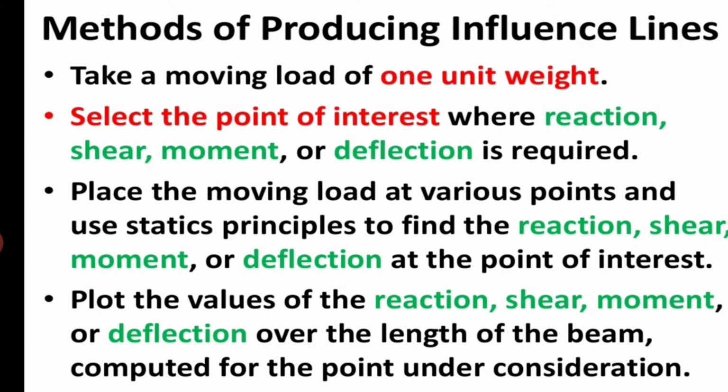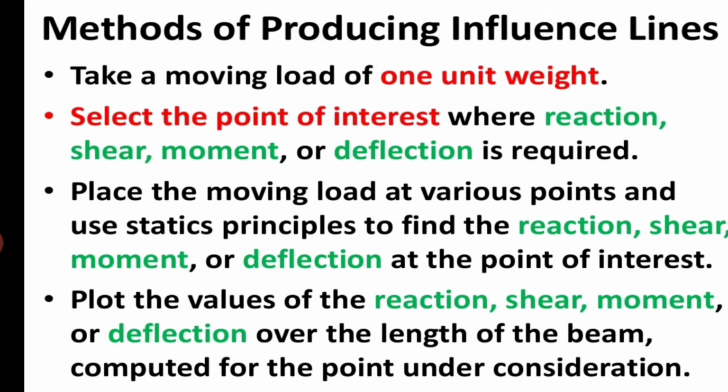Now, the method of producing influence lines. Take a moving load of 1 unit weight. Now our moving load should be converted into 1 unit weight. Select the point of interest where the reaction, shear, moment or deflection is required. Now you have to select at which point you want to find the reaction as well as shear force and bending moment. Place the moving load at various points and use static principles to find the reaction, shear, moment and deflection for the same point you are interested in.